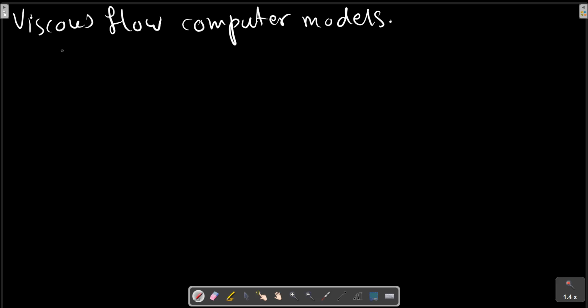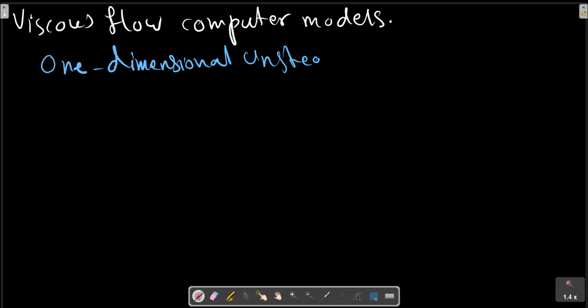One-dimensional unsteady flow. We begin with a simplified problem showing that even a single viscous term introduces new effects and possible instabilities.